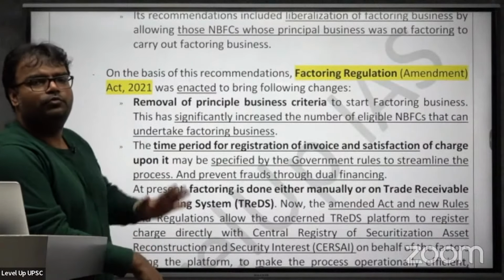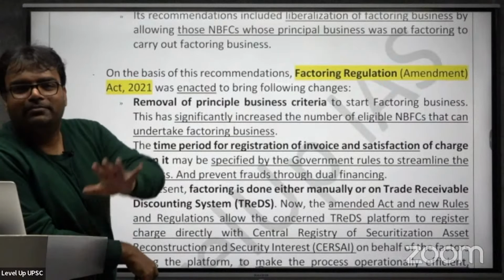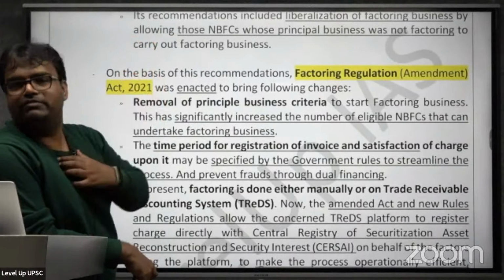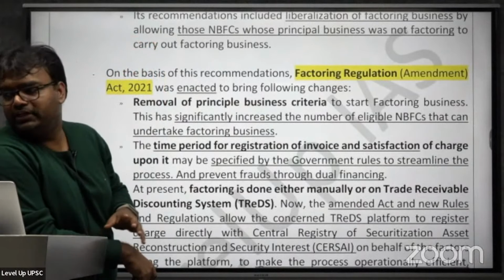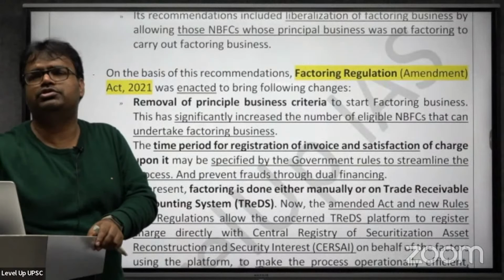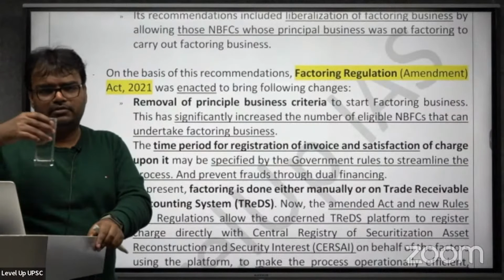Under this, the first major change that was made was that the principal business criteria is done away with. Now, even if my principal business is not that of factoring, I can participate in the factoring business. This is the most important change. Fine.